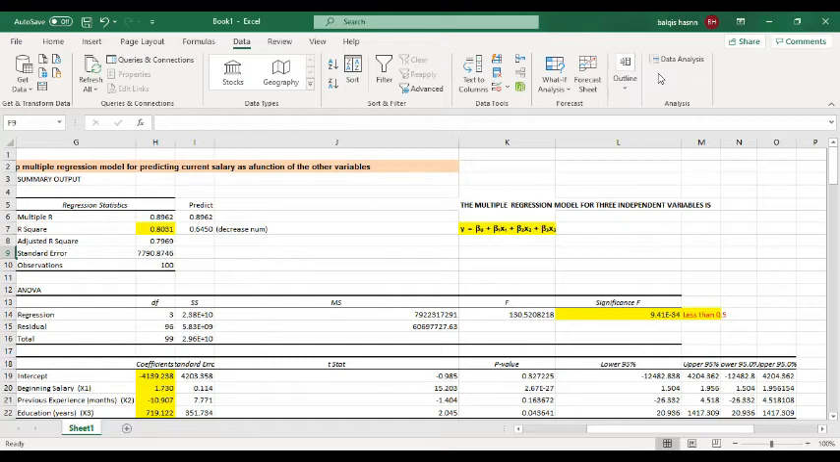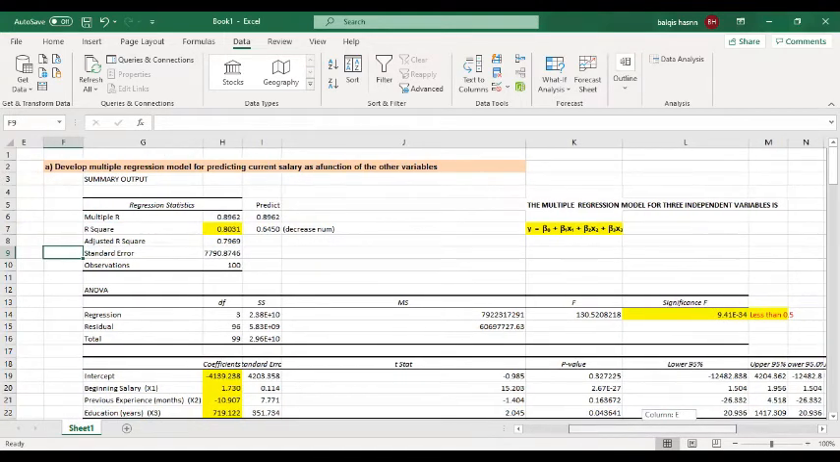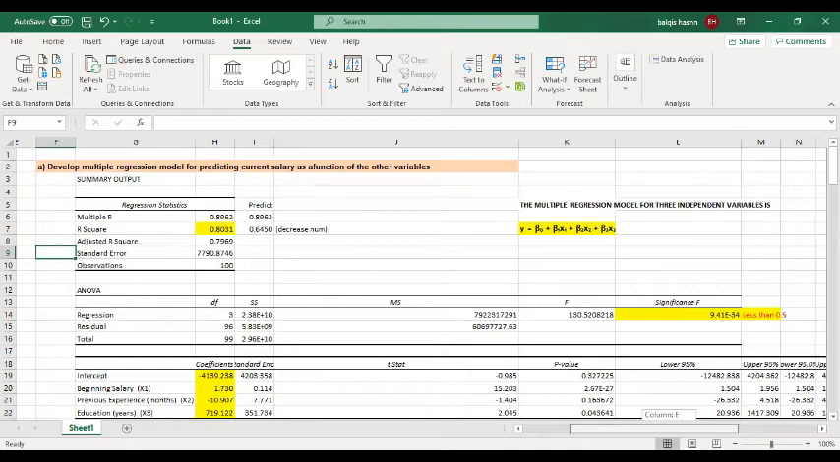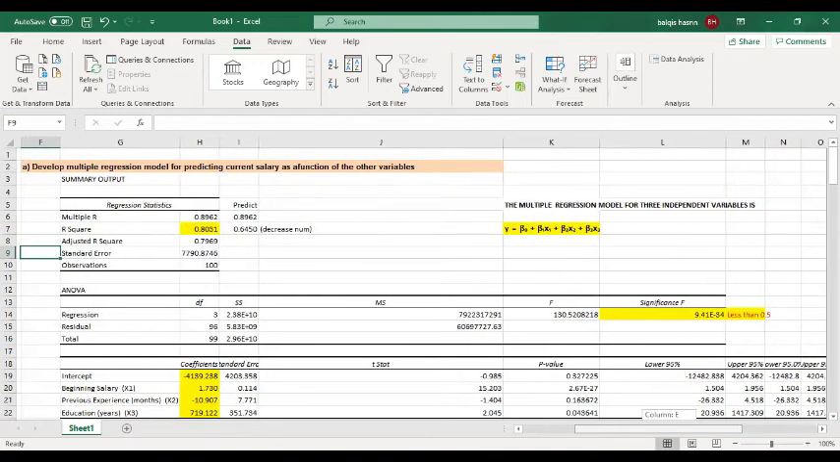Let's go to 5A first, which is to develop a multiple regression model for predicting current salary as a function of the other variables.